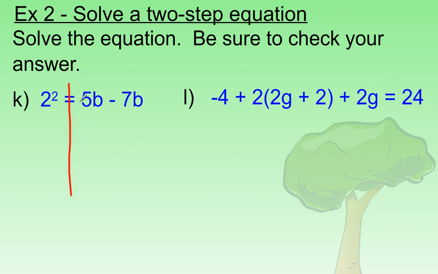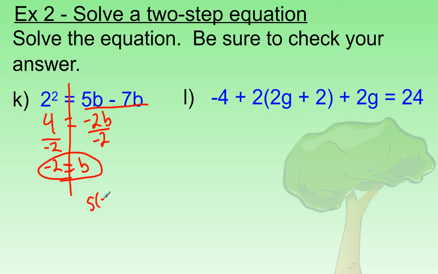Okie dokie. Let's see. Simplify. Oh yeah. 2 squared is just 4. 5b minus 7b. Yep, that can simplify. Those are like terms, which gives me negative 2b. And then if we divide both sides by negative 2, b equals negative 2.